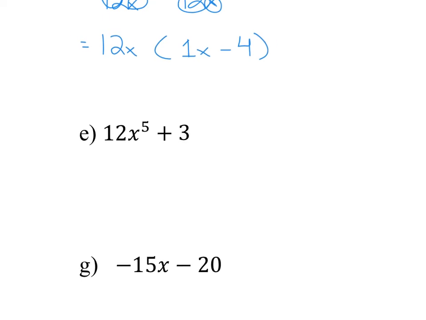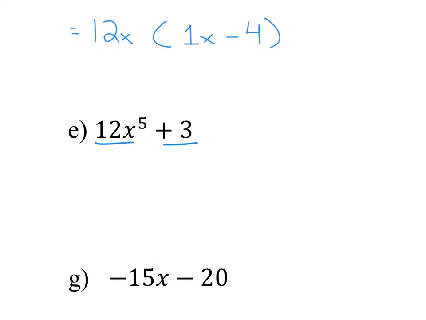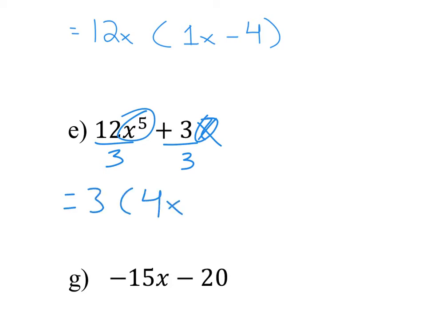Let's keep going. 12, x to the power of 5 and 3. So the smallest number there is 3. We have 5 x's with the first one. Do we have any x's with that 3? No. So can we take away any x's? No. All we could take away is that 3. So 12 divided by 3 is 4. There's still those 5 x's. And 3 divided by 3 is 1.